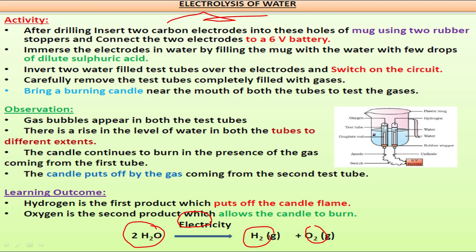Here you can observe the arrangement for this particular reaction to take place. So test tube is there, a graphite rod is there, rubber stopper is there, anode is there, and cathode is there. Anode and cathode. So after drilling, insert two carbon electrodes in these holes of the mug using two rubber stoppers. Connect the two electrodes to a 6-volt battery. The source of current is a 6-volt battery.